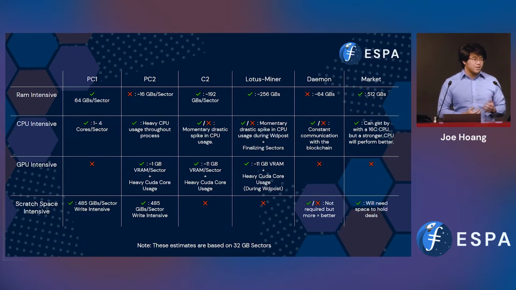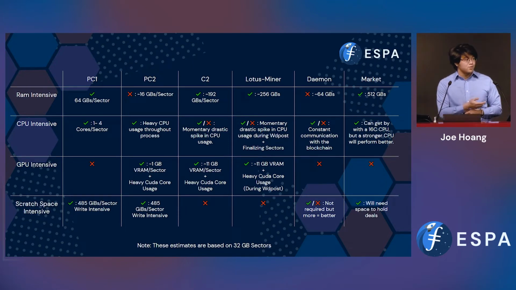If there is a check mark, that means it is a process that does use that hardware piece intensively. For example, if you take PC1, it requires 64 gigabytes per sector it works on, so there's a check mark there. If there is an X without an explanation afterwards, that means it does not require that piece of equipment at all. So using the same process PC1, you can see that it does not require any GPU usage. If there's an X, but there is an explanation afterwards, that means that while it's not required by the process, it uses it very non-intensively.